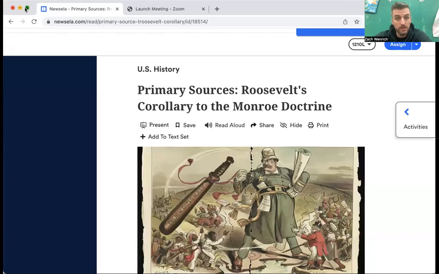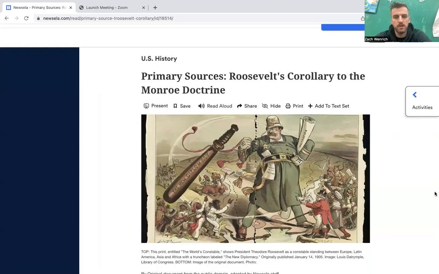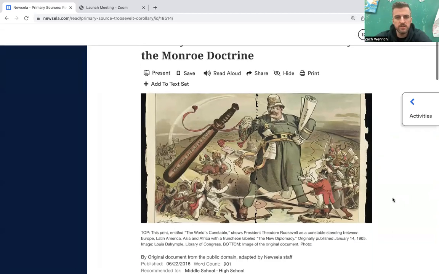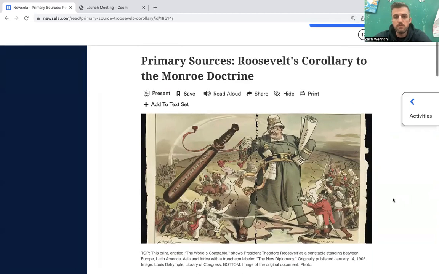which is what is called a corollary to something that, if you've been in U.S. history, you know or should know what the Monroe Doctrine is. And the reason why I'm doing this pop quiz is because your test, a lot of it is going to be analyzing primary sources like this one.